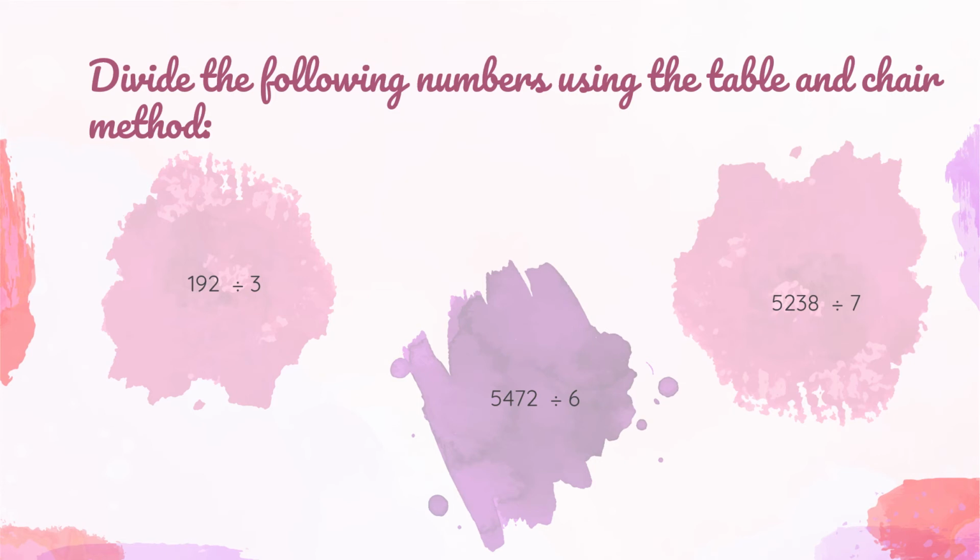We start off nice and easy with 192 divided by 3. Then we've got 5,472 divided by 6. And then we've got 5,238 divided by 7. So please pause this video so that you know what the calculations are. And once you're finished, you can play the video again and get the answers.